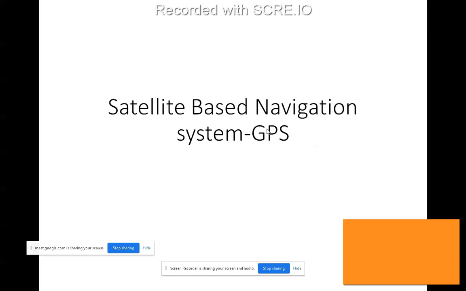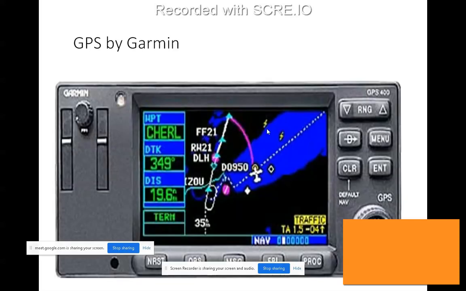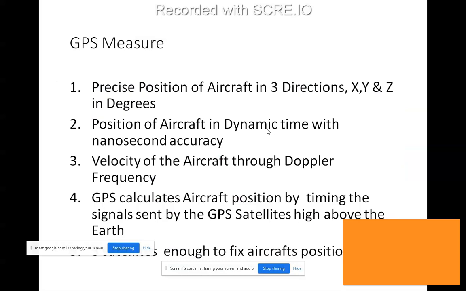The next is the satellite based navigation system. The satellite based navigation system will use GPS. This is a GPS which is used in the Garmin aircraft. How are we measuring the GPS? GPS is nothing but global position system.